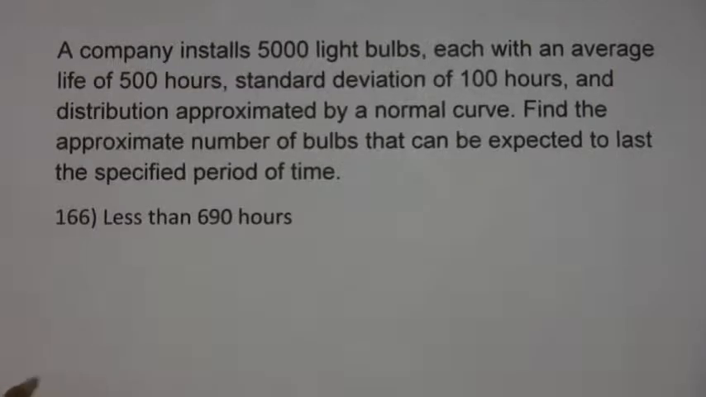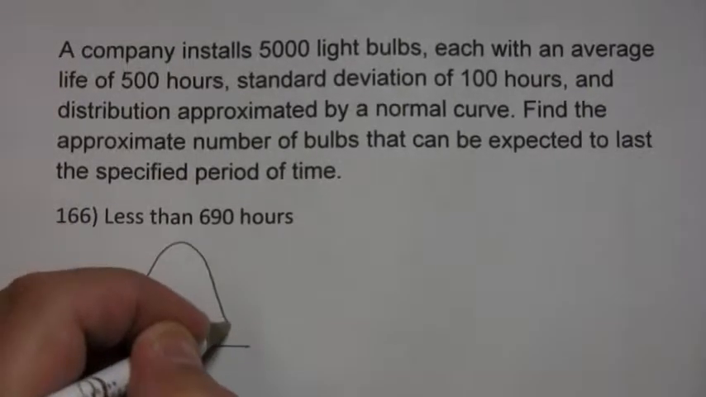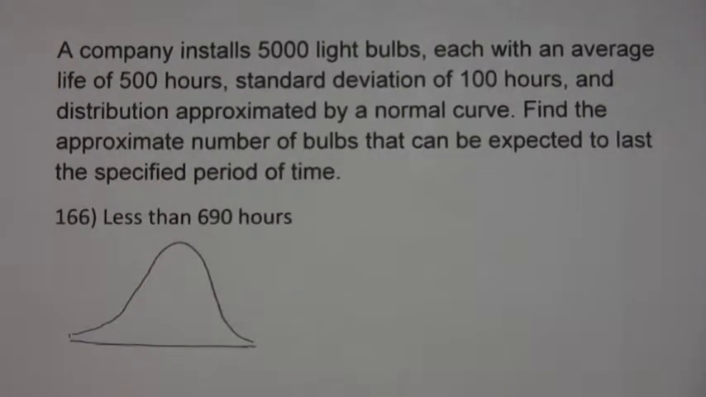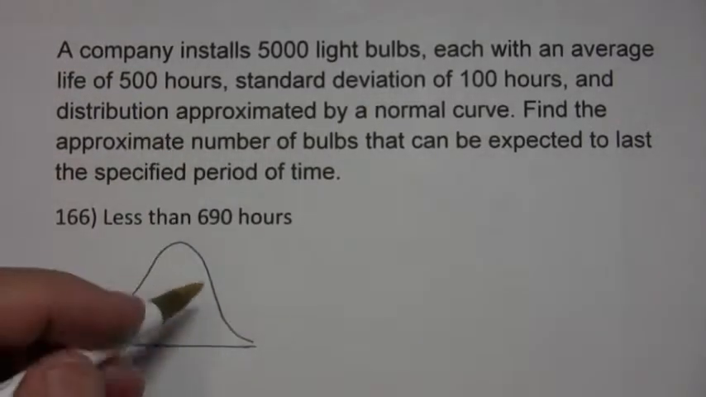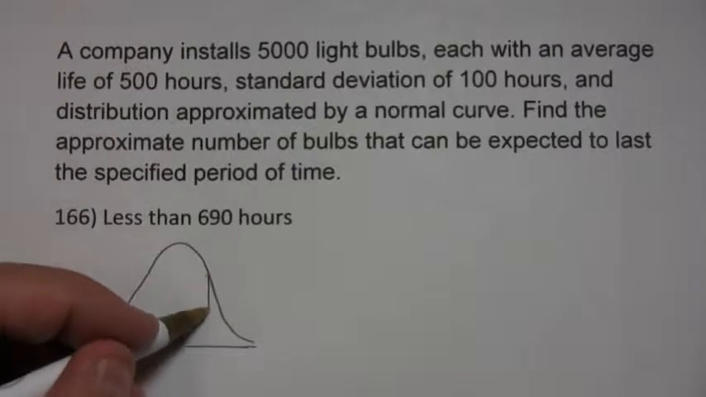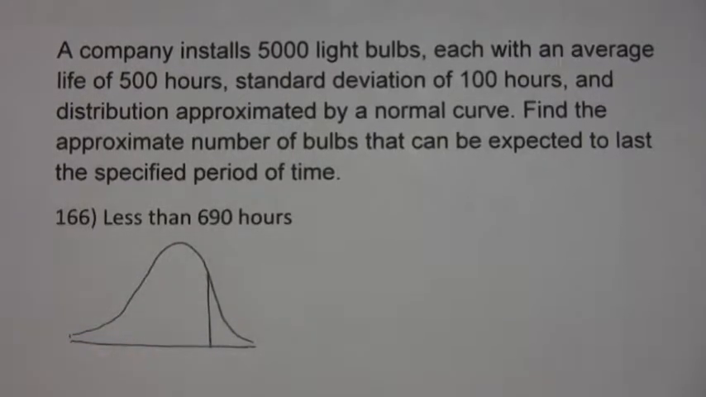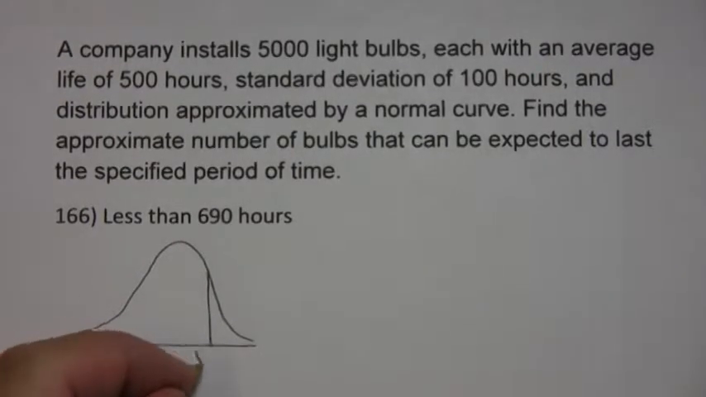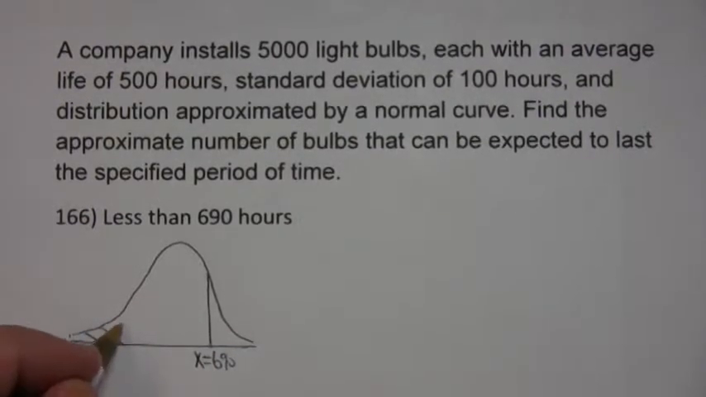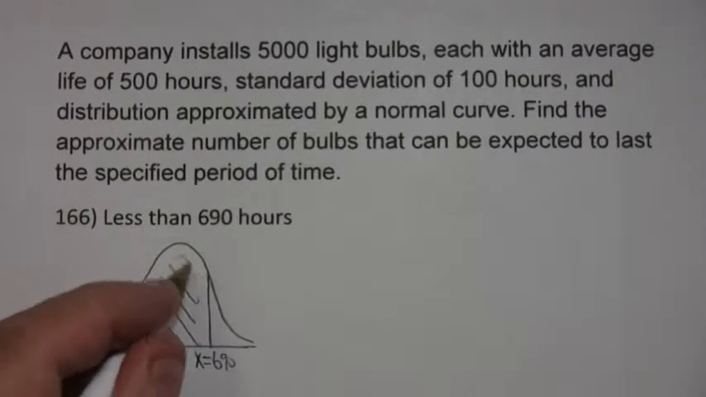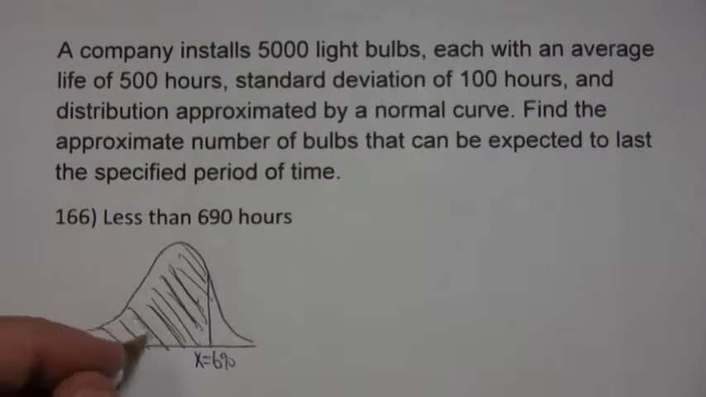Again, as you've probably gathered by now, I like to draw pictures. So you've got your original variable x. It's a normal distribution. The mean is 500, but you want to know the probability that it lasts less than 690 hours. So the x value that you want here is 690, and you want it to be less than that. So what you're looking for is that area right there.